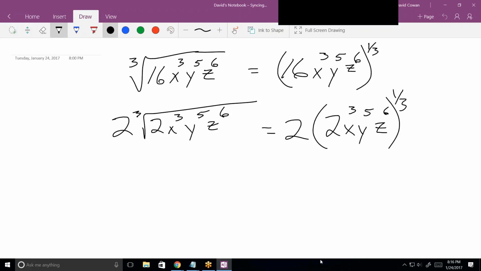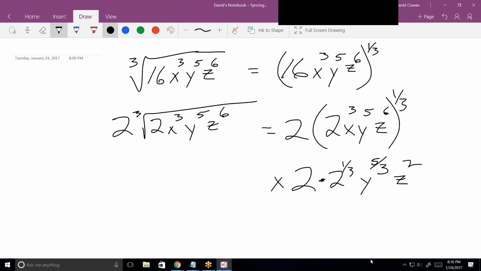1/3 times x to the third is just x. So this problem now turns into this. I still have to take one of those 2's to the 1/3. But now I've got a complete x that I can pull out, and I end up with y to the 5/3 z squared.